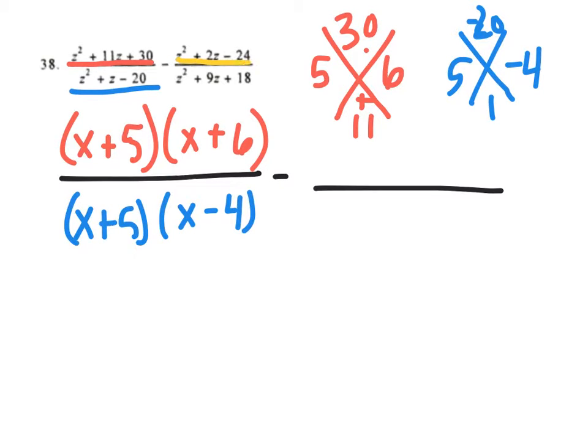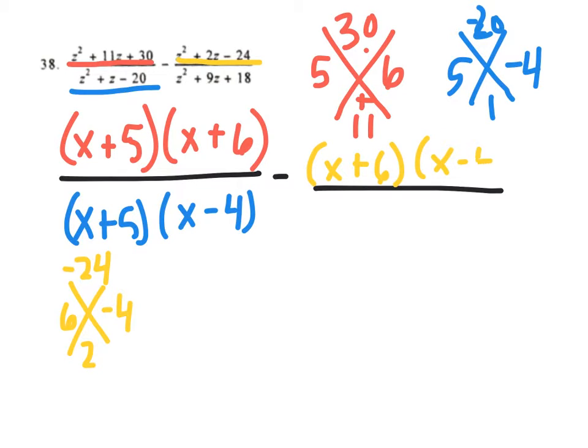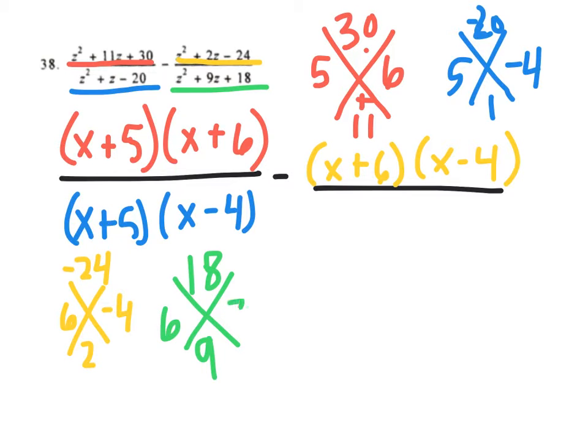We're going to have to simplify this one too. So I'm going to do z squared plus 2z minus 24. We're looking for something that multiplies to negative 24 and adds to 2. It's going to be 6 and negative 4. So over here we have x plus 6, x minus 4. And then the last one we're going to factor too using the x method. We have 18 on top, 9 on the bottom. What multiplies to 18 and adds to 9? This is going to be 6 and 3. So we have x plus 6 and an x plus 3.